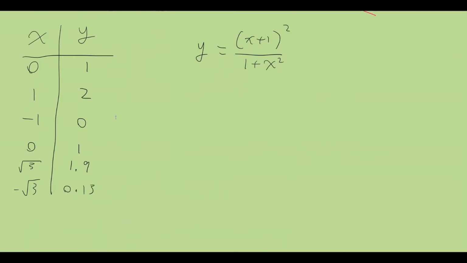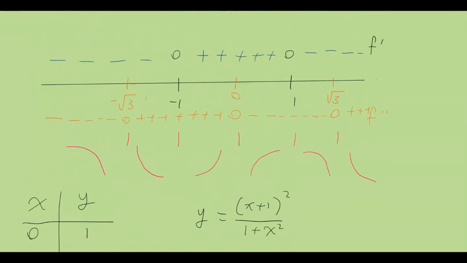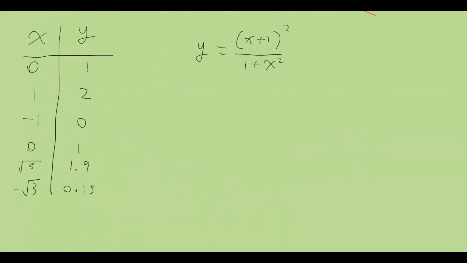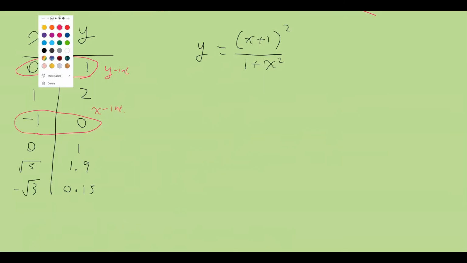All right, let's try to plot these points first, and then we will come up with some other information. Okay, and notice that that's our y-intercept, and that's our x-intercept. Okay, and also these two are critical points, critical numbers.